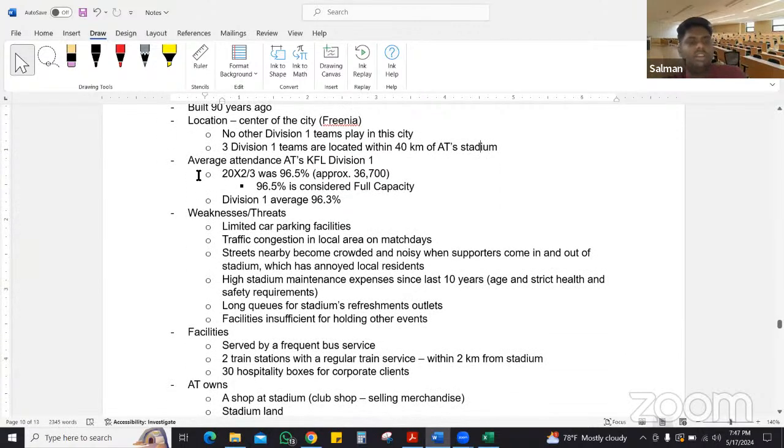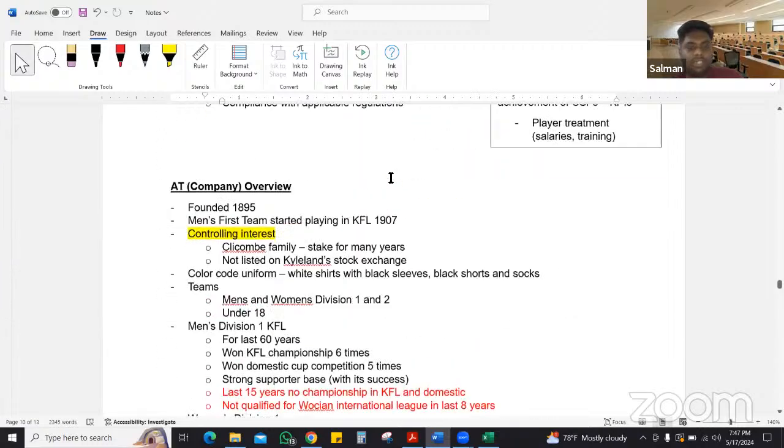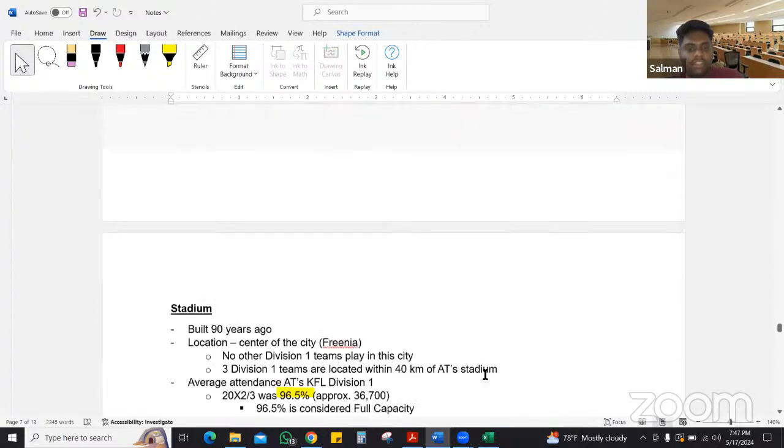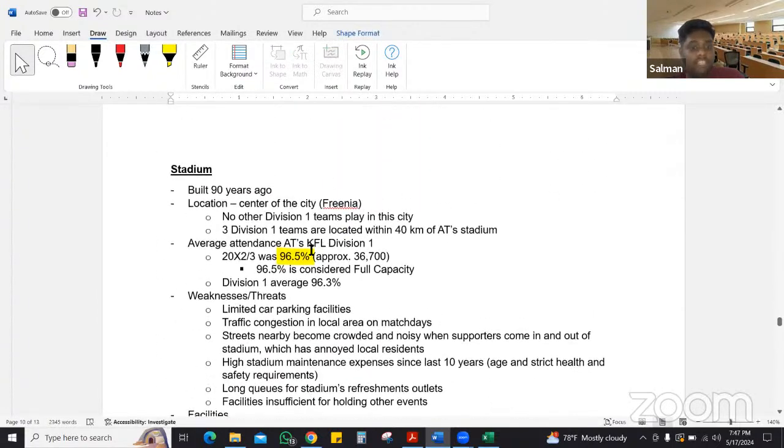Average attendance. Now look at the attendance. In 2022-23, our average attendance is 96.5%. Out of 38,000 capacity, on an average match, the attendance is 96.5%, which is approximately 36,700.